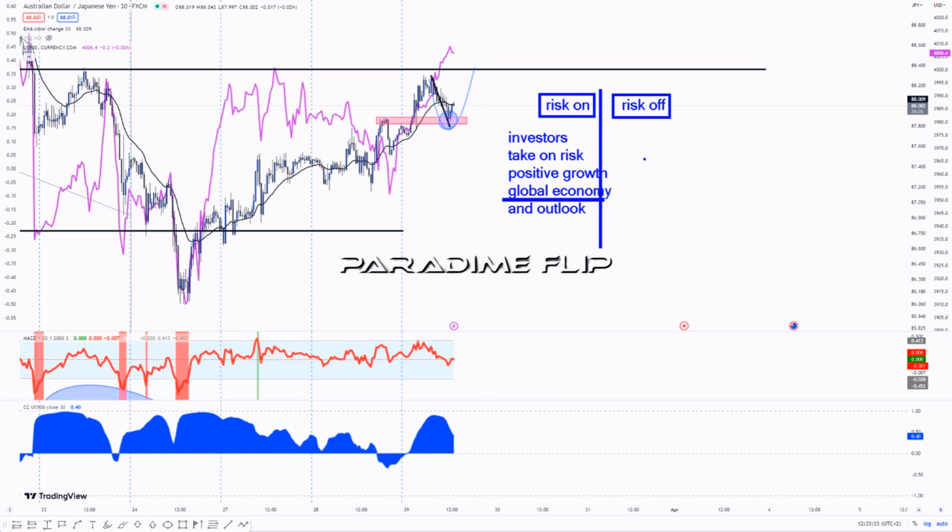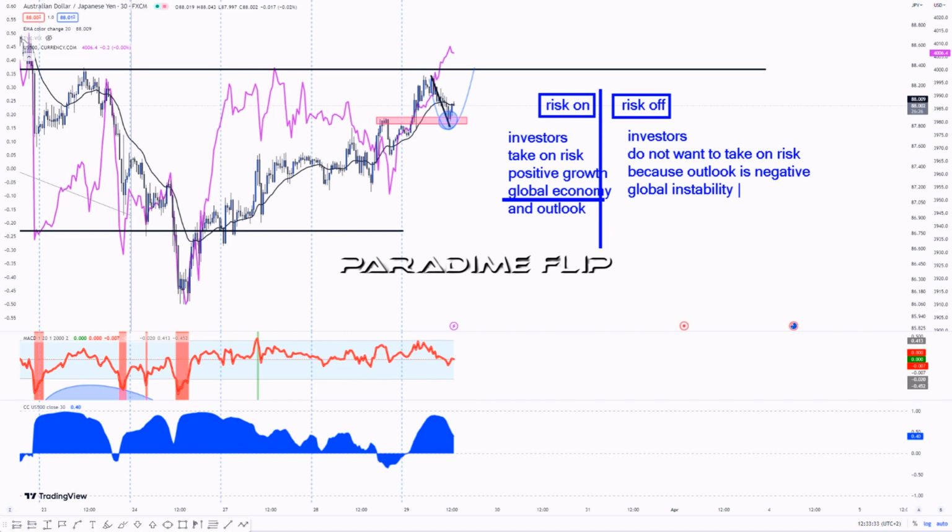If we look at what a risk off environment is, this is an environment where investors do not want to take on risk. The reason is that the outlook is negative. The outlook of growth is negative, and the global economy is not stable, so there's global instability. For example, if there's war or a pandemic, all those environments lead to global instability and cause traders to be risk off.